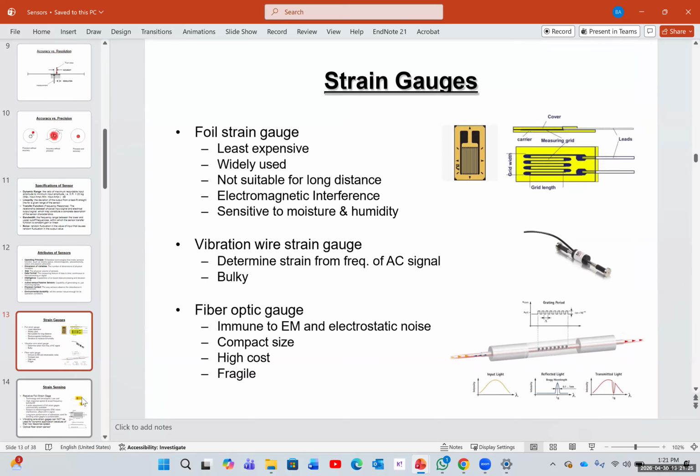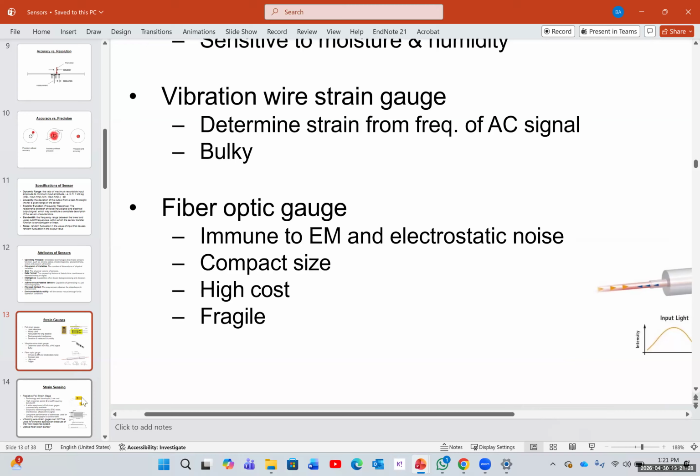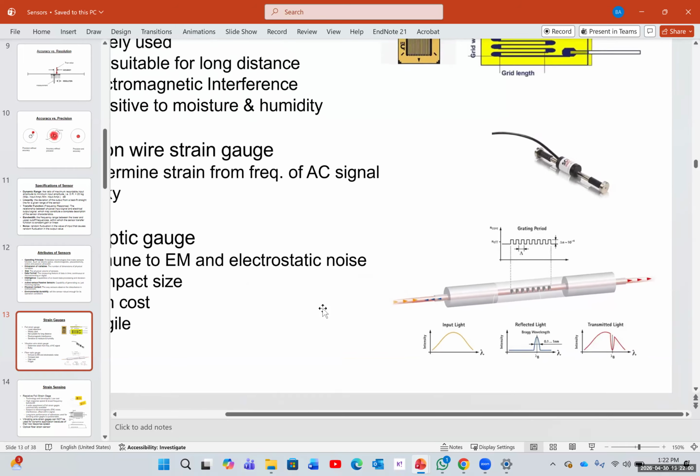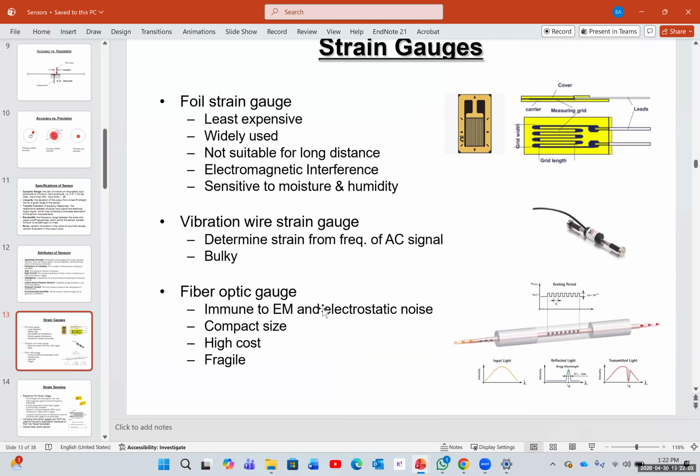And another one is called a fiber optic gauge. And this one actually looks like this. You have a pulsating light or signal going through that. And when you stretch it, you're increasing the distance, you're decreasing the diameter, and you're creating a little bit of wavelet difference. And you can see the input light, the reflected light, and the transmitted light. And from this small gap, you can measure the amount of stress or strain you have on the wire.